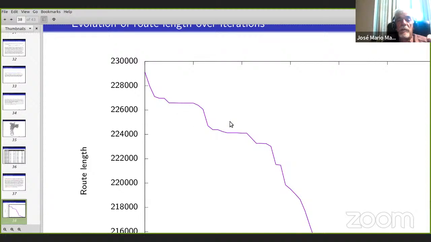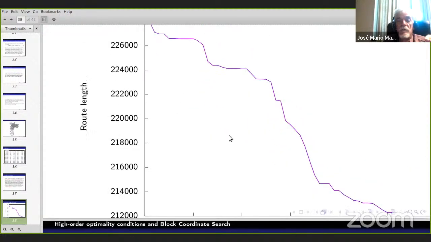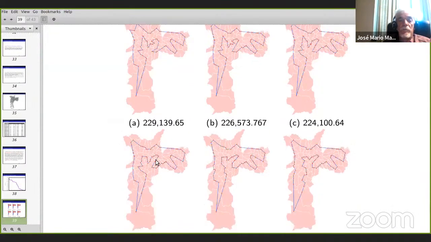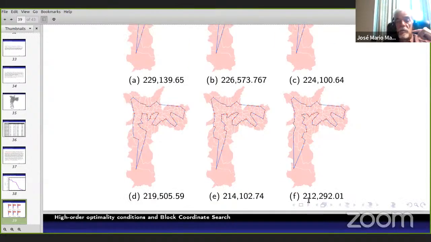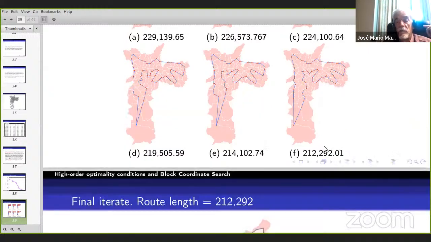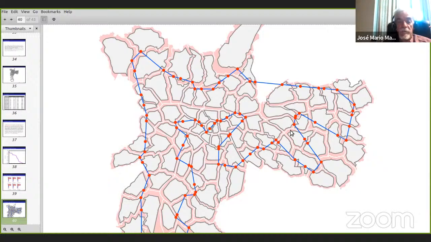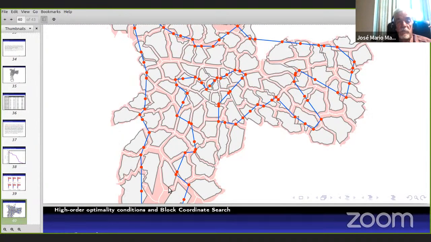This is the evolution of the length of the trajectory along iterations, almost linear. And these are some of the generated routes. Here I have a route with 230 kilometers, 276 kilometers, 274 kilometers. And here is the solution with 212 kilometers. This route that you see here inside a single city, the city of São Paulo, has 212 kilometers. This is a zoom of the route. It goes from here to here to here, visiting all the neighborhoods very carefully.